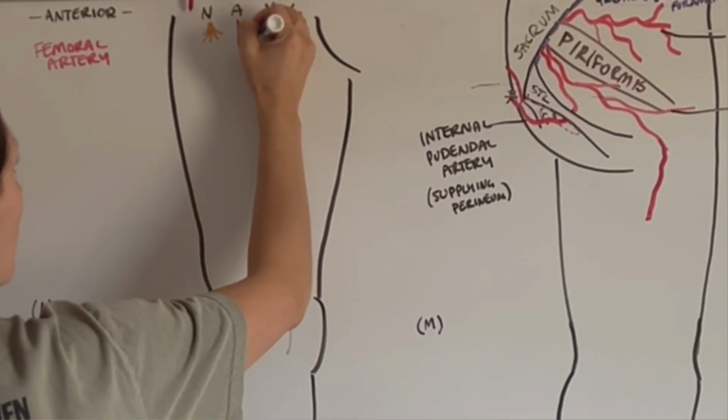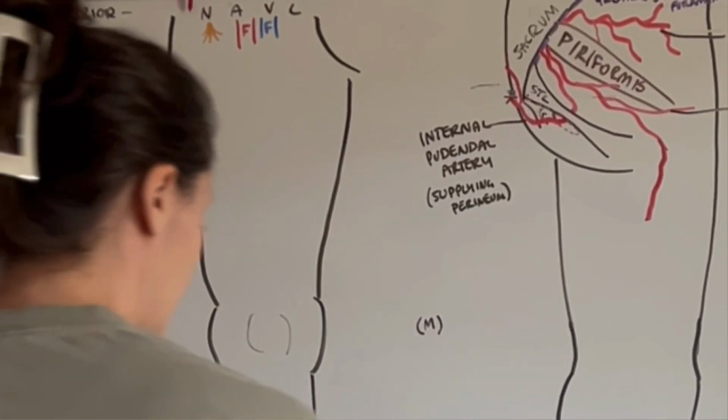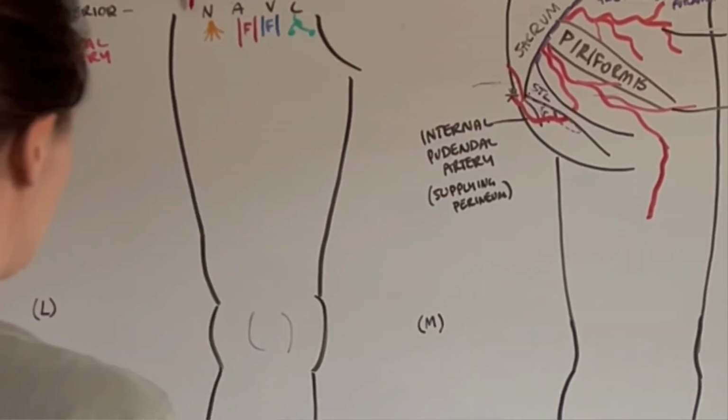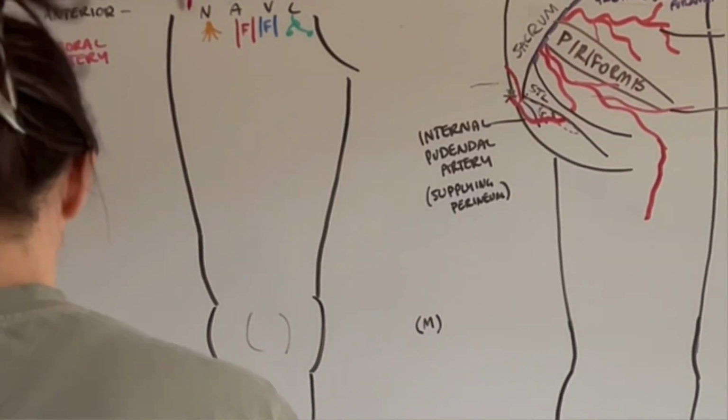This would be our femoral vein right next to the artery. And then we would have our lymphatics. So those would be a little harder to see. So let's follow this artery. I just wanted you to see the neighboring relationship.